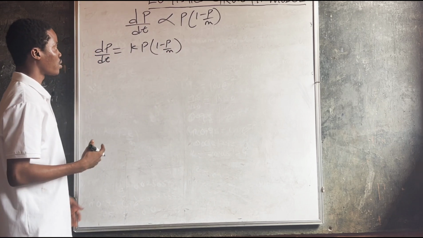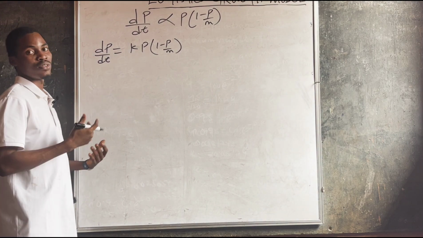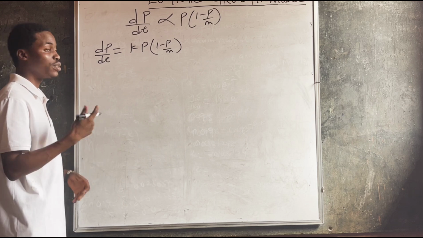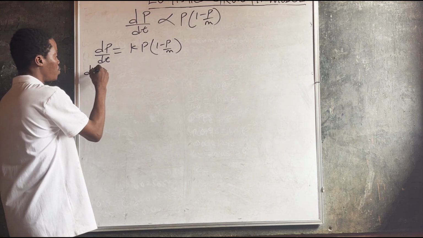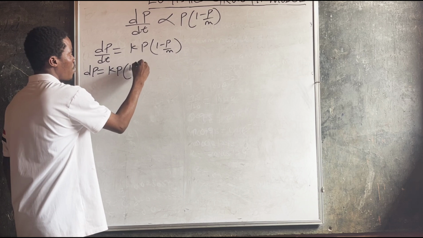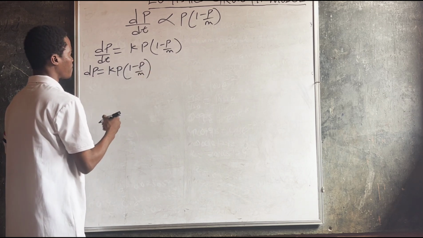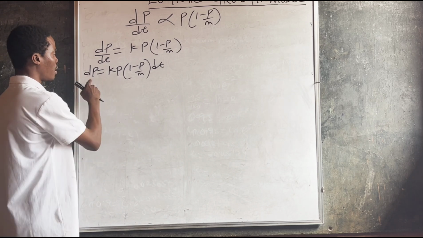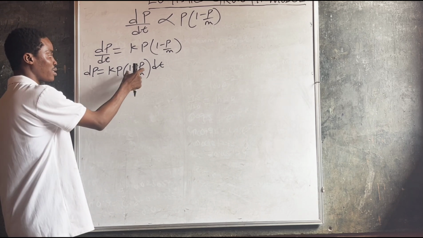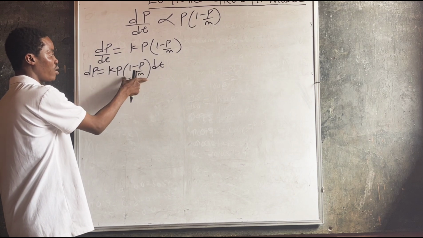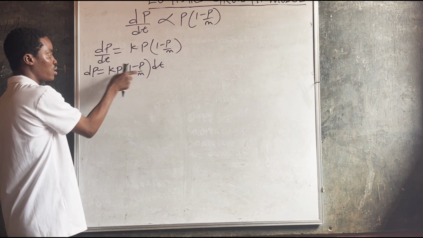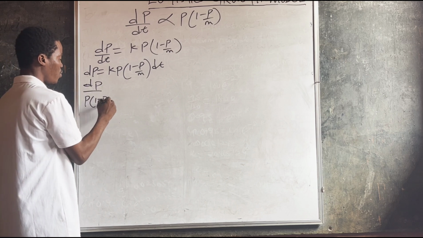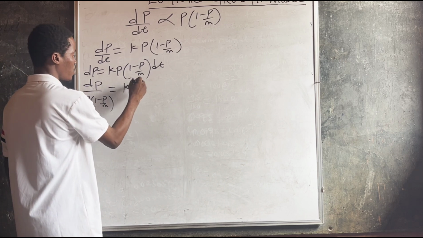So this is a differential equation. How can we solve this differential equation? We can solve this by using variable separable. That means we are going to separate the variables. We now have dP is equal to kP(1 minus P over M) dt. I can divide both sides by 1 minus P over M, because I want to separate it. So we now have dP over P(1 minus P over M) is equal to k dt.